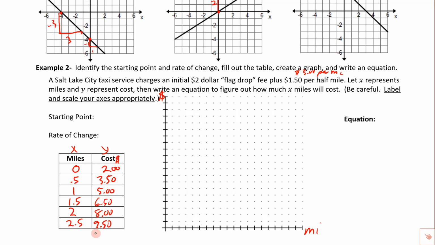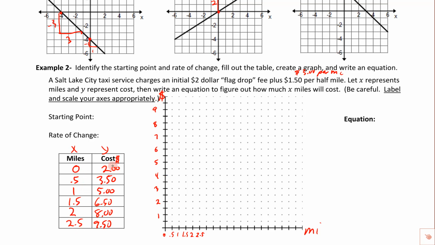Okay, so let's think about this. Let's scale this. We've got plenty of room here, so let's scale this in half miles. So let's go 0, 0.5, 1, 1.5, 2, 2.5. Okay, we could scale it differently, but let's just go with that. And then let's scale this in. We've got 50 cents here, so let's do this as 1, 2, 3, 4, 5, 6, 7, 8, 9. Okay, so that's our money right there.